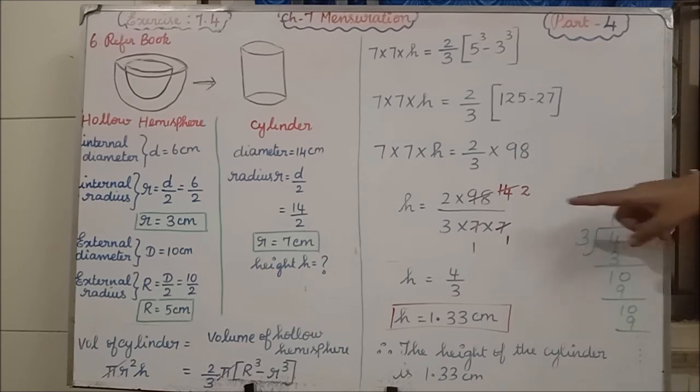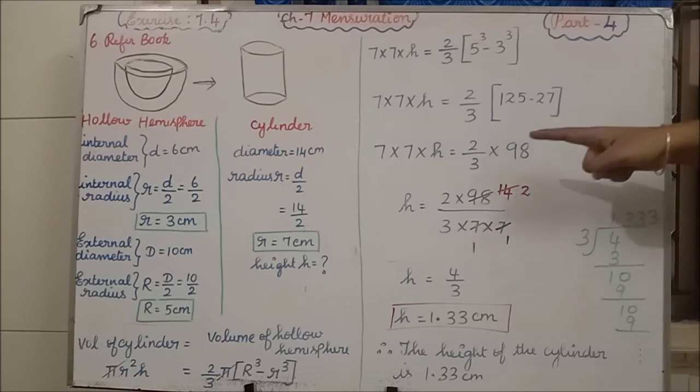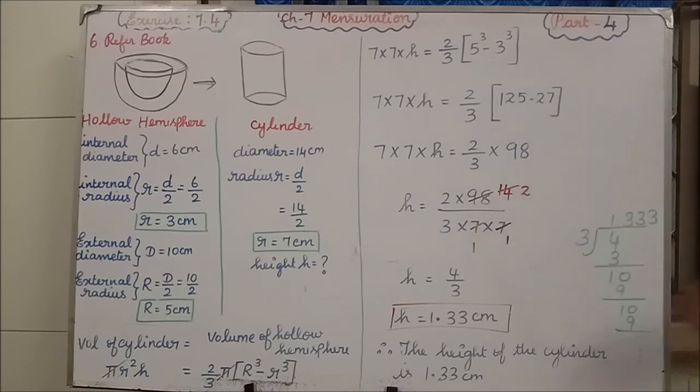Clear students? Again for the second 7, this is one time and 14 is 2 times. So after cancelling, what is left in the numerator? 2 into 2, so 2 2s are 4. In the denominator what do we have? 3 alone. So height is 4 by 3. When I am dividing 4 by 3, I am getting 1.333, and it keeps going. After the decimal, 2 digits are enough. So height is equal to 1.33 centimeter. Clear? Therefore, the height of the cylinder is 1.33 centimeter.